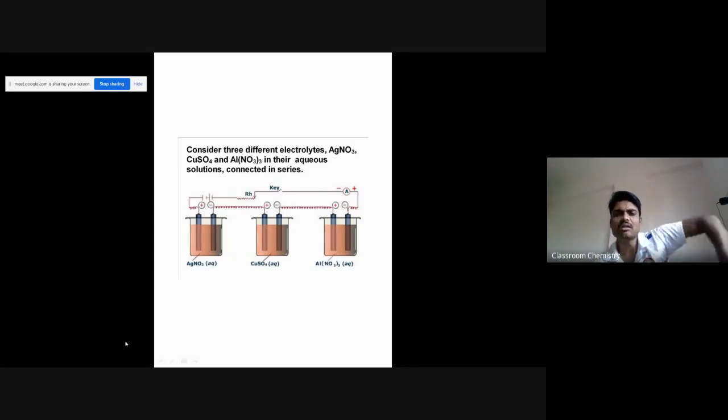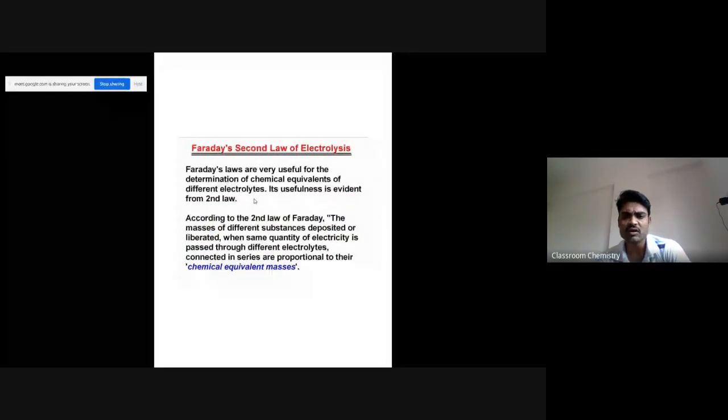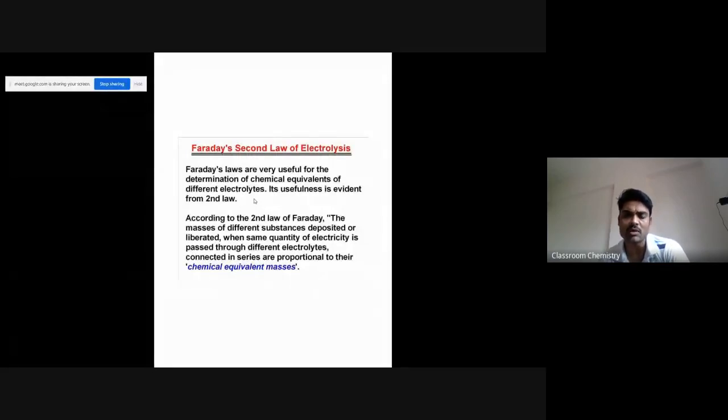See here, these three electrolytes, silver nitrate, copper sulfate, and aluminum nitrate, we dissolve in aqueous solution and connect in series. What happens? What is the statement regarding this? According to the second law of Faraday, the masses of different substances, one is copper sulfate, other is aluminum nitrate, second is silver nitrate, that is three are different, the masses of different substances deposited or liberated.